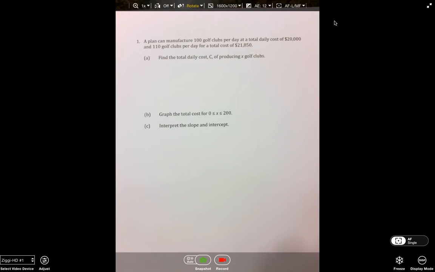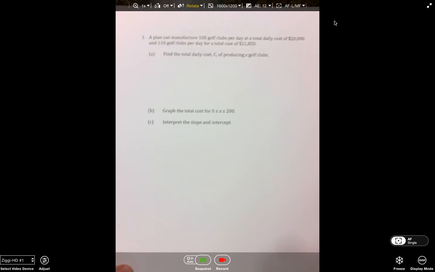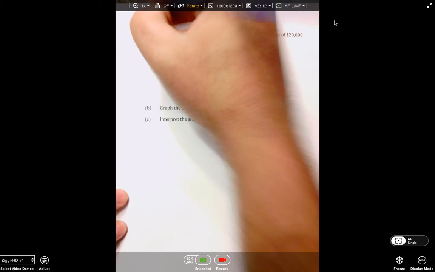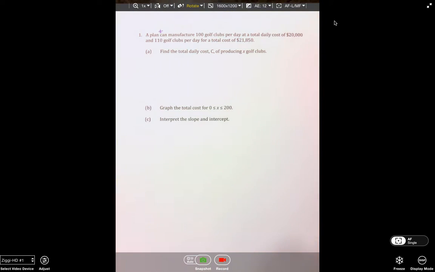Obviously throughout working the examples, I'm going to try to teach you and tell you some things I'm thinking about. So first of all, a plant can manufacture 100 golf clubs. Didn't you know those would come up eventually? Per day at a total of $20,000, and 110 golf clubs per day for a total of $21,850. Find the daily cost C of producing x golf clubs.